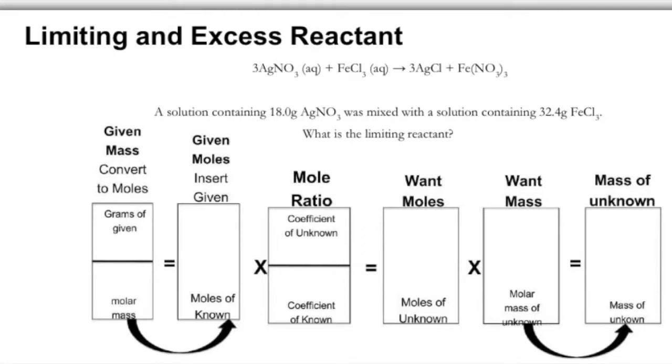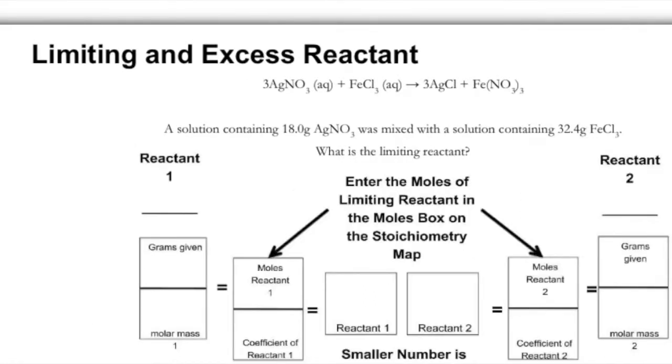Okay, limiting and excess reactant. Alright, so we've got two solutions that are mixed together. So in this case, we're given two starting materials, or two reactants from the equation up here. Silver nitrate here, and iron chloride, iron 3 chloride. So the first thing we have to do is figure out what is the limiting reactant. Well, in order to do that, we have to use this chart, which is a little different.